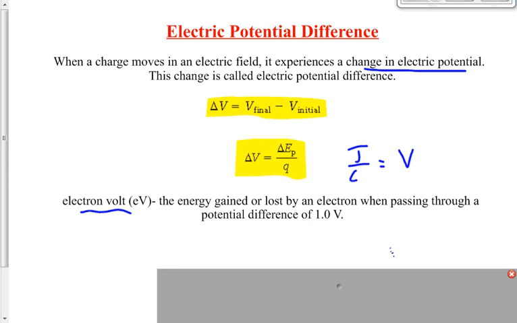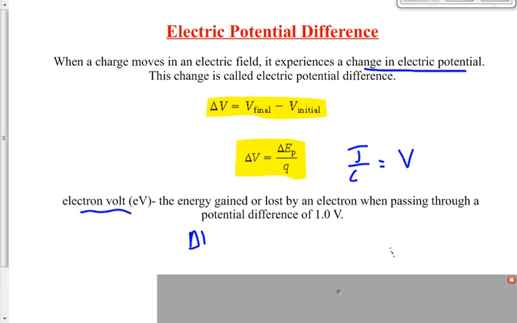So what's the number actually? What's the conversion factor? Well, we're going to say delta V is equal to delta E over Q. We're going to rearrange that. We're going to say delta E is equal to Q times delta V. The charge here of the electron is 1.6 times 10 to the minus 19 coulombs. The potential difference here is 1 volt.